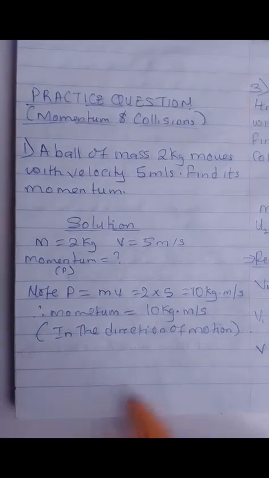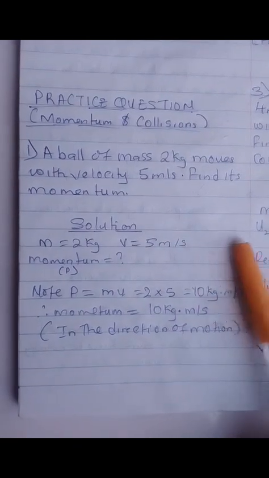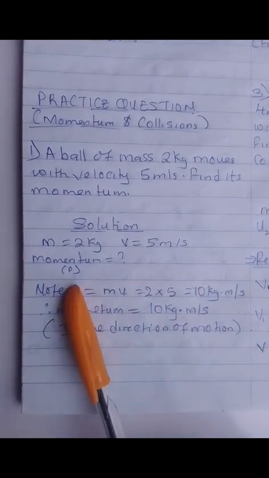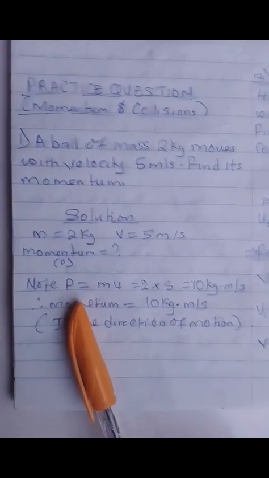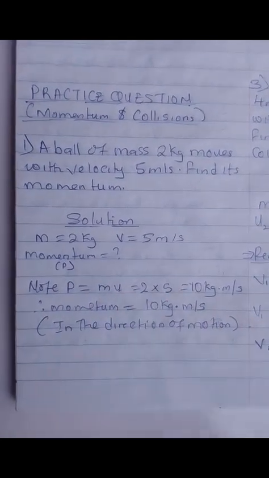You already know that the mass of the ball is 2 kg. The velocity is what? 5 meters per second. And the momentum is denoted by P. Note that P is equal to what? mv, that's mass times velocity.